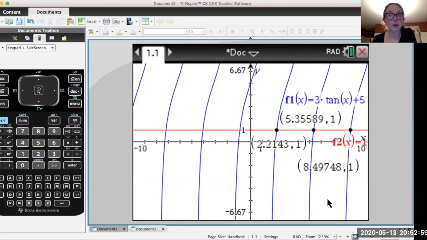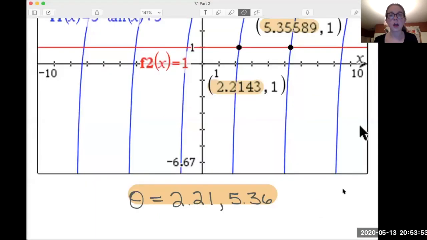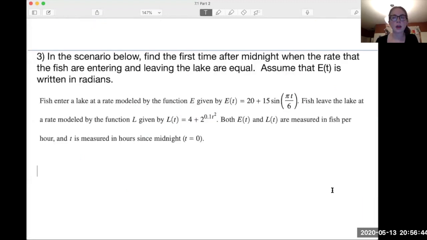However, we know there are infinite answers to these equations that you might want in some context, and a graph makes it really easy to see all of them and find as many of them as you possibly want. So the final answer to this equation is 2.21 and 5.36, and those are the x values of the intersection points. Solving by graphing is particularly useful if you have very complicated trig equations.